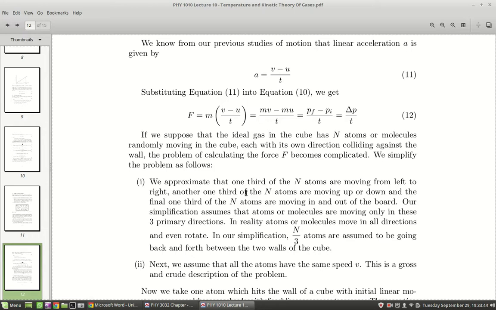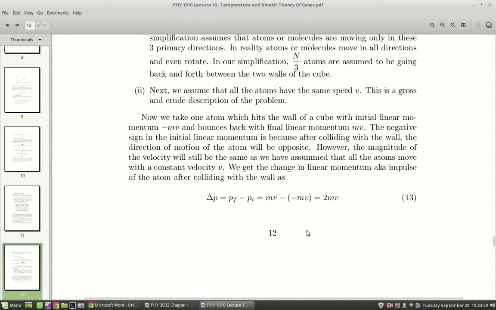So basically, in a nutshell, that's what we want to do. First of all, we want to find the force due to one atom. Then later on, we want to find the force due to n over 3 atoms. Then after that, we want to find the pressure exerted by those n over 3 atoms on that particular wall, and we'll move on from there. So here, we pick an atom moving towards the wall.